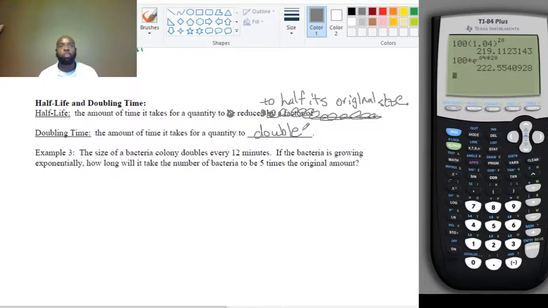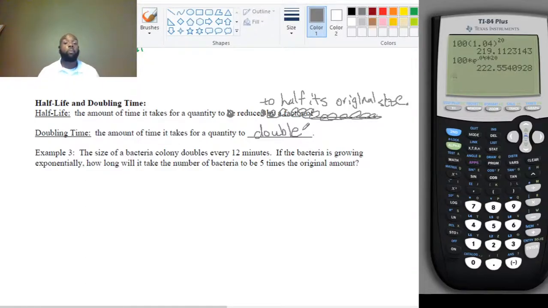You can have quadrupling time. You can have how much time it takes an object to reduce to a fourth of its size. I'm just giving these two examples here because they show up most often, but you may see examples where it's more than doubling or half time, all right?